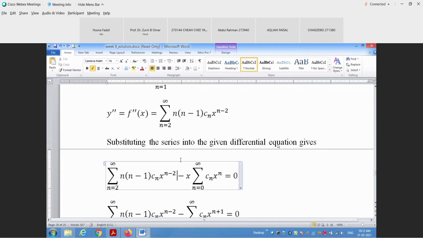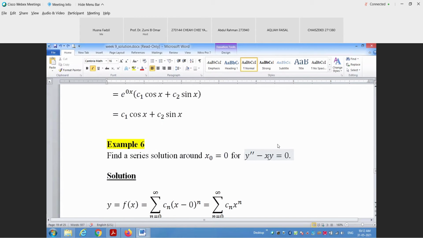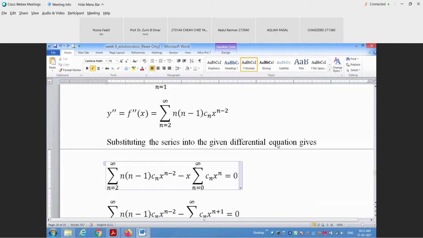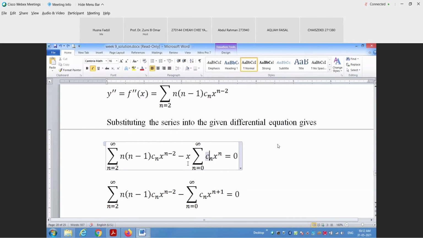The next step, because we have x times y, we have minus x times y. You replace y with the infinite series, and then you bring this x inside, because x is the independent variable. So x times x to the power of n will give you x to the power of n plus 1. That is the first step.